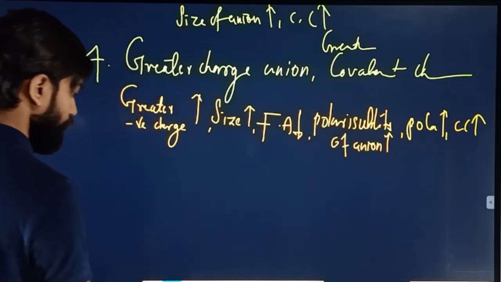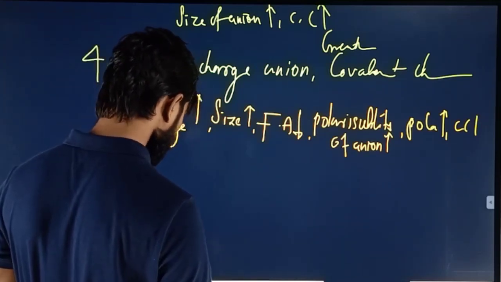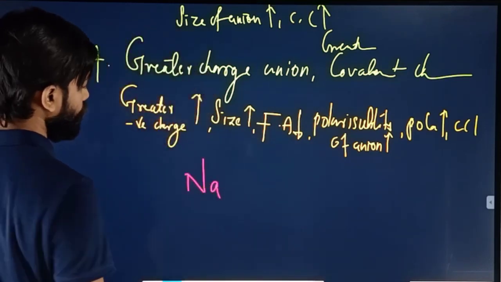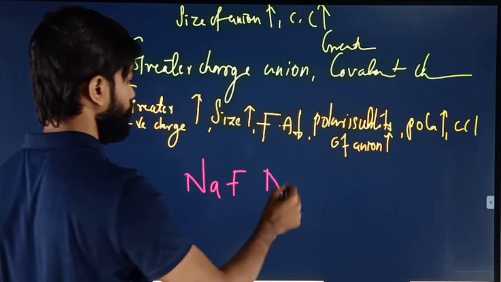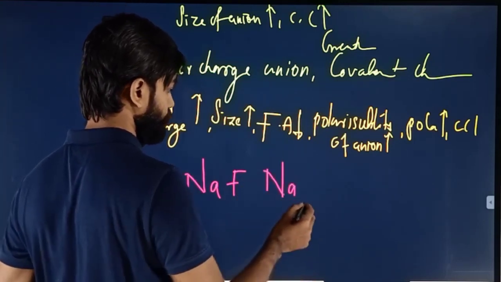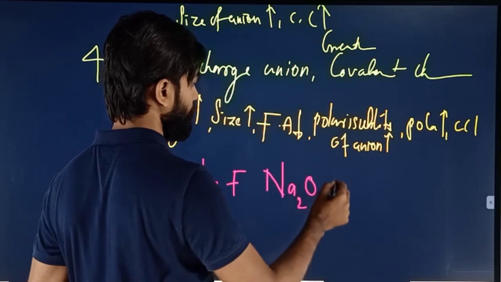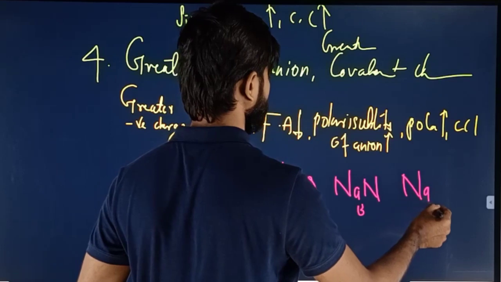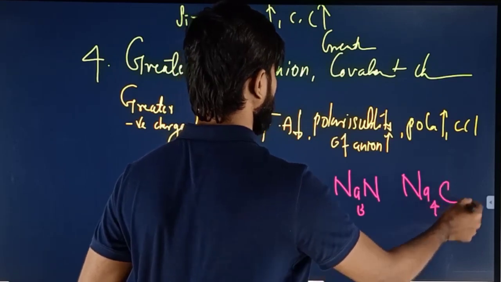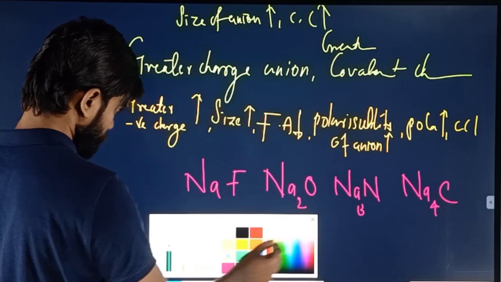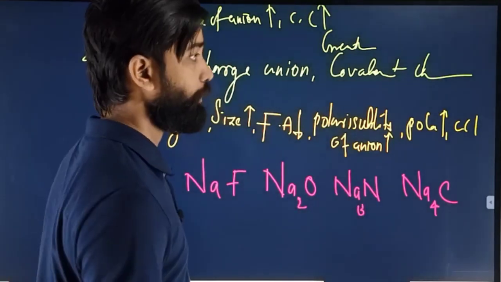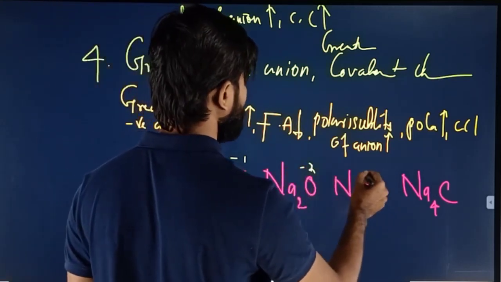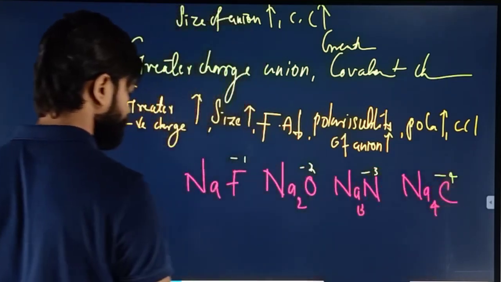So let me give examples. If I have sodium fluoride, sodium oxide, sodium nitride, sodium carbide. I don't know whether sodium carbide exists as stable, but in a theoretical aspect we can consider it.